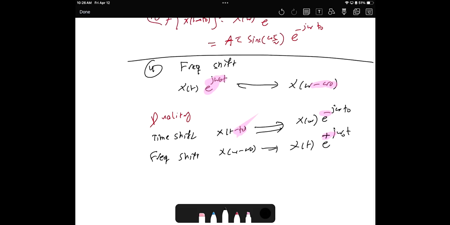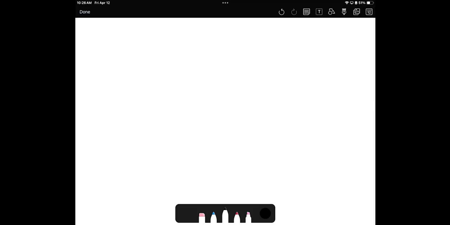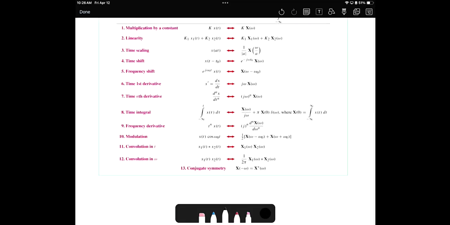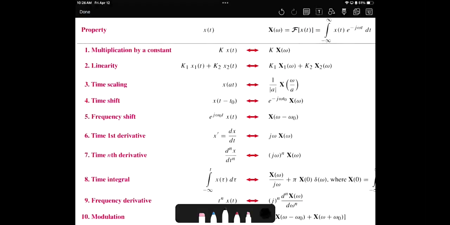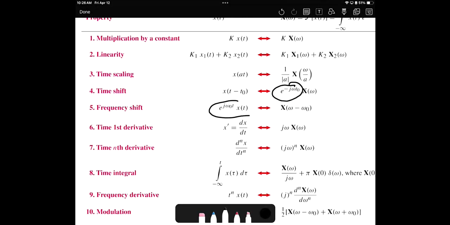I think the tables, 5 points. Here we use the time scaling, time shift. So you can notice this time shift, this frequency shift. Now they are the opposites. Okay?